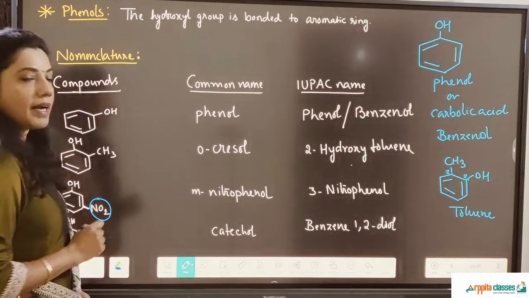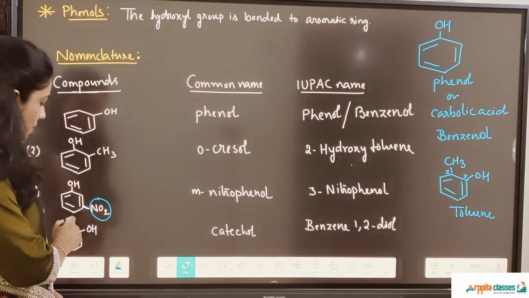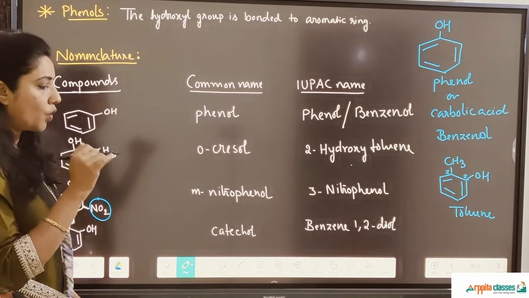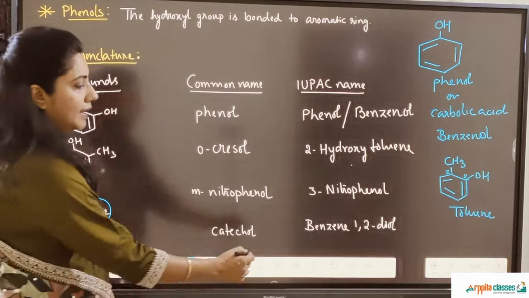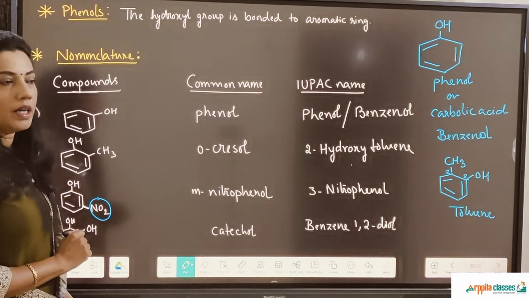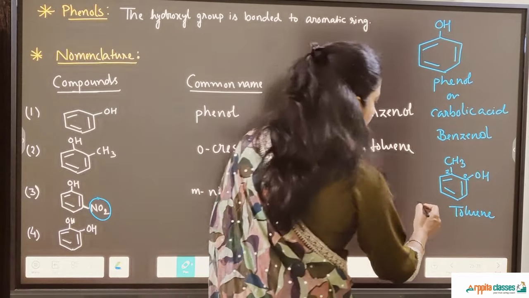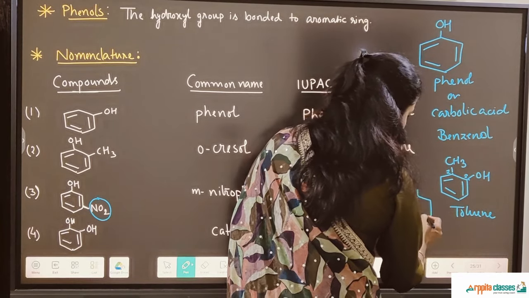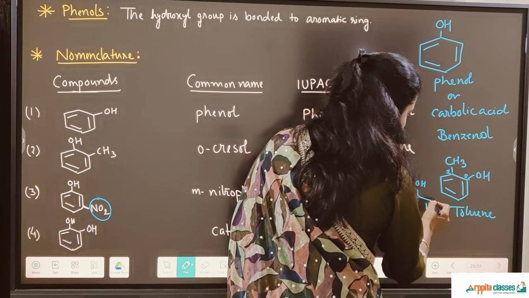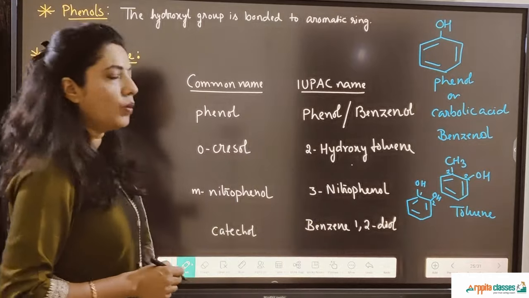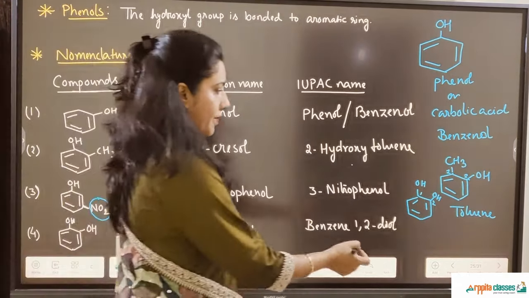Fourth compound is where both OH groups are attached adjacent to each other in the benzene ring. The common name is catechol, and the IUPAC name is benzene 1,2-diol. It looks like this: this is my benzene ring and there are two OH groups at position 1 and position 2, so it is 1,2-diol.